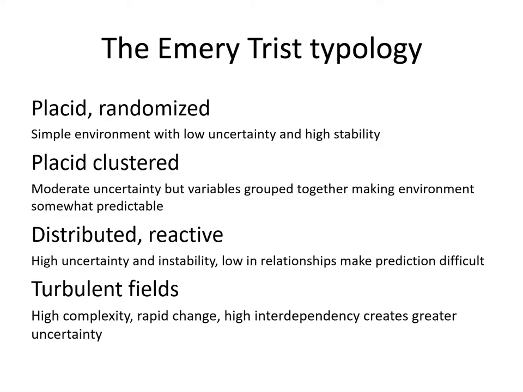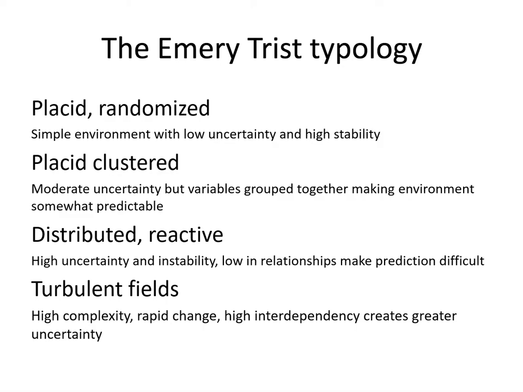Another way of thinking about this, it's actually quite similar really, is known as the Emery-Trist typology. Like the Duncan typology, it says there's four types of environment, which can be described essentially by very similar axes, which is the level of certainty or uncertainty, and the grouping of variables and relationships. So in placid and randomized environments, they're simple environments with low uncertainty and relatively high stability. There's not a lot of change. There's not a lot of uncertainty. And the environment is actually quite simple.